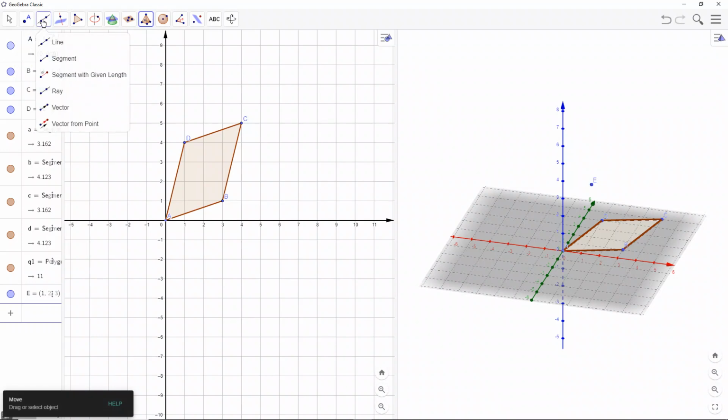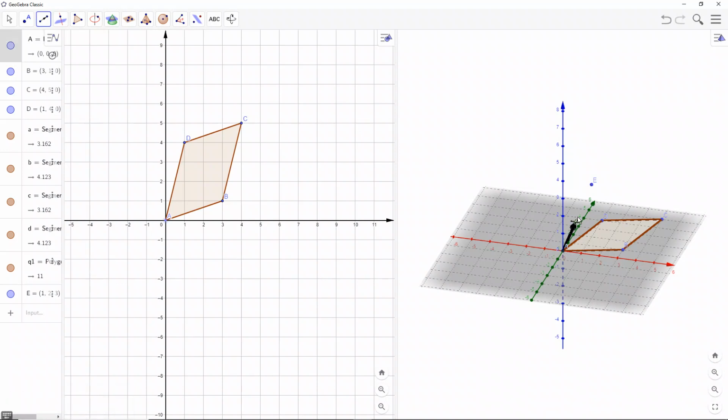Then I will make a vector here. I go here to the vector instruction, and then I make that vector for you from here to here. Oh, it's very thick now. Anyway, I want to translate every point in the parallelogram by that vector into space.